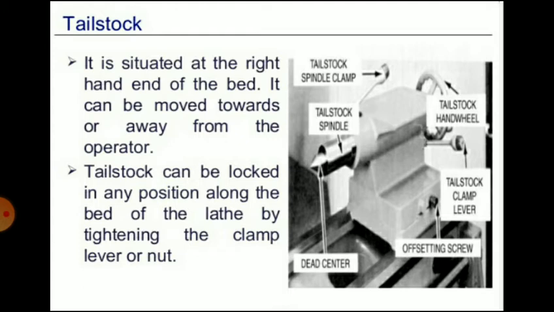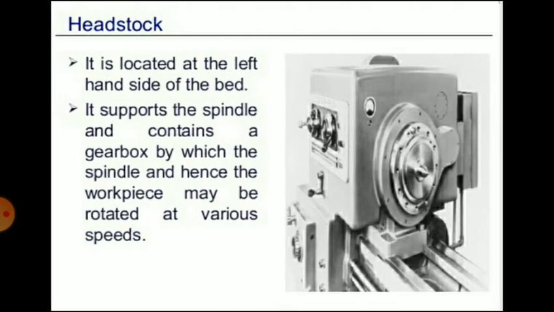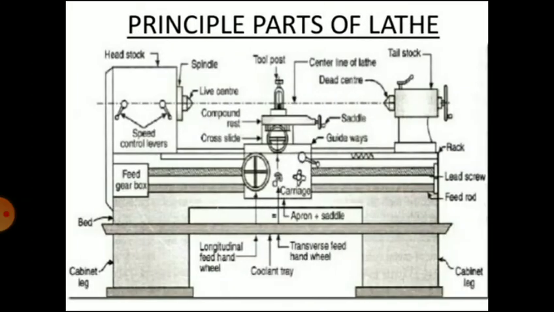It has two main functions. It supports the other end of the work when it is being machined between centers. You can see in the diagram, the work is held in between centers, and the tailstock is used to support the other end of the work when it is machined between centers, and it holds the tools for performing operations such as drilling, reaming and tapping. So you can hold in the spindle of the tailstock different tools like a drill, reamer and tap.